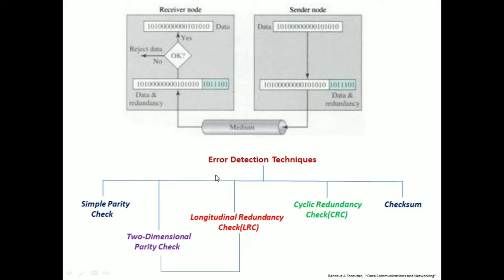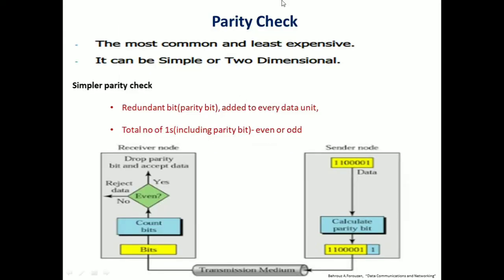Let us now discuss the different types of error detection techniques. The first one is simple parity check. The second one is two-dimensional parity check, which is also called longitudinal redundancy check, that is LRC. The third type of error detection technique is cyclic redundancy check, and the fourth type is checksum. Let us now see the first type of error detection technique, parity check. The parity checking error detection mechanism is the most common and the least expensive error detection mechanism.